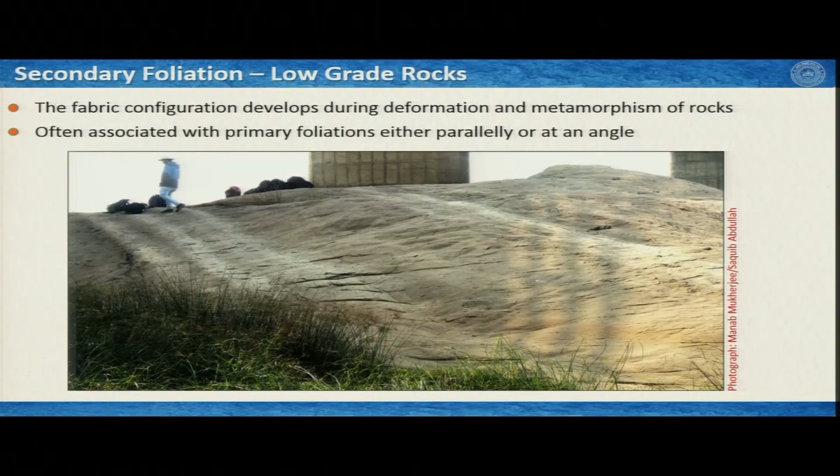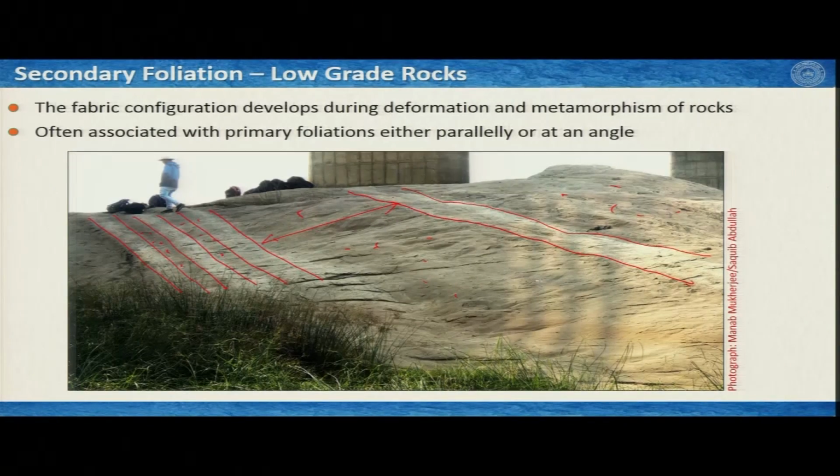So, what we see here is alternating lighter and darker bands. This is quite a thick dark band, and then we have again one lighter band, and so on. So, this is a darker band and this is alternating lighter and darker bands. Now, this defines your sedimentary or primary foliation.